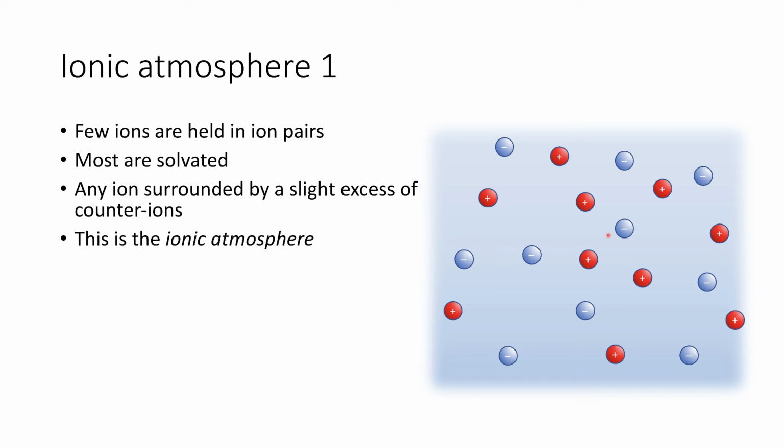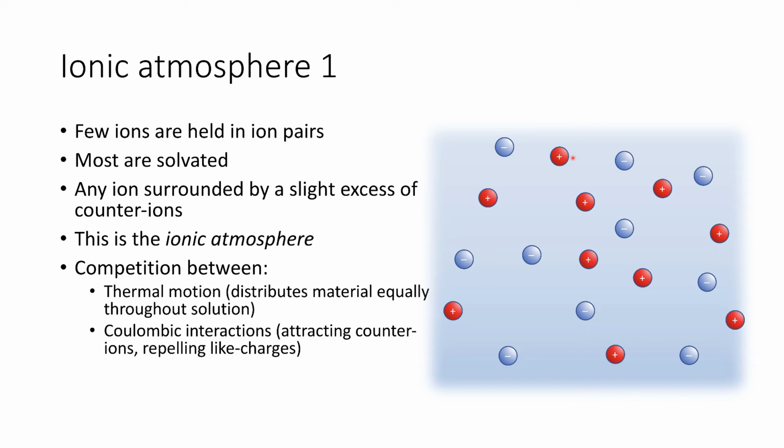The ionic atmosphere is simply a result of thermal motion, which distributes material equally throughout the solution, but also considering the Coulombic interactions. Like charges will repel while opposite charges will attract. And this means that around any one ion there will be an ionic atmosphere with a very small but opposite charge around it. It's something that is dynamic in nature. These are in constant motion, constantly moving through the solution.